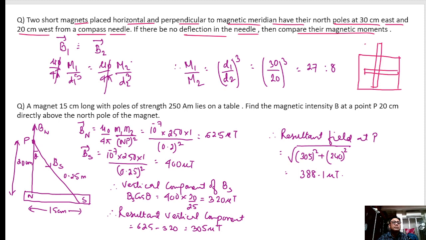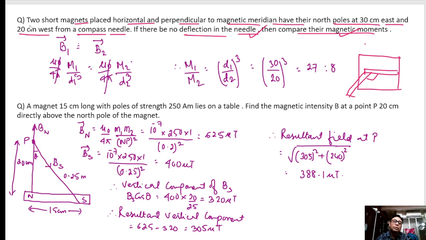Sorry, not like this. Okay, so the other one is actually like this, perpendicular, that means 90 degree, with the north poles 30 centimeter east and 20 centimeter west from the compass needle. If there be no deflection in the needle, compare their magnetic moment.